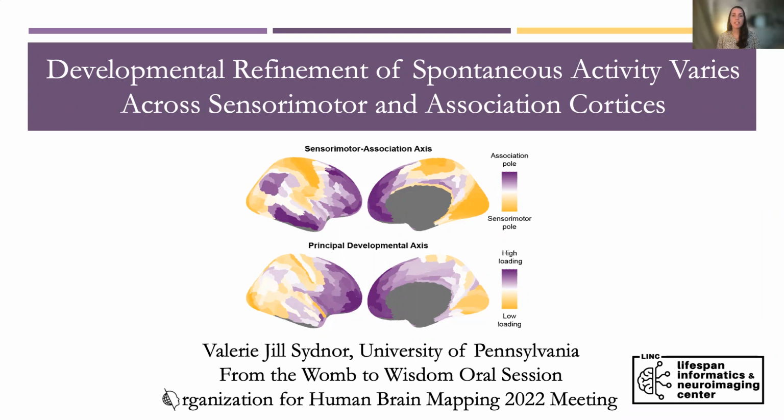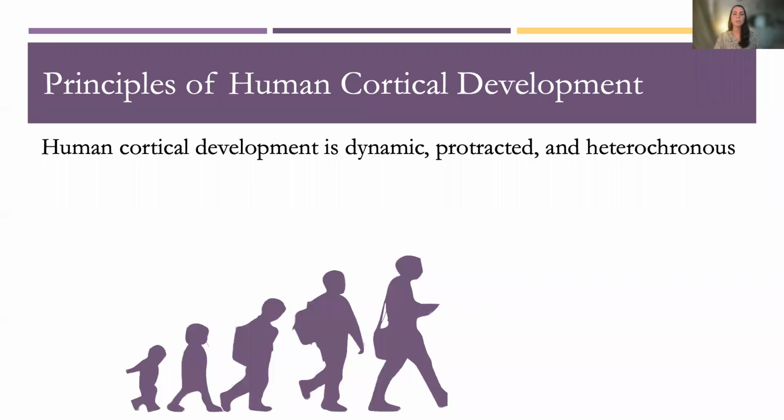I'm a neuroscience PhD student in Ted Satterthwaite's lab at the University of Pennsylvania, and I'm really excited to talk to you today about how the developmental refinement of spontaneous activity varies across a sensorimotor-to-association cortical axis, and how this provides new insight into the spatial and temporal sequence of human neurodevelopment.